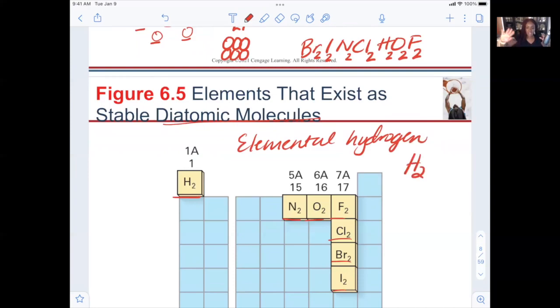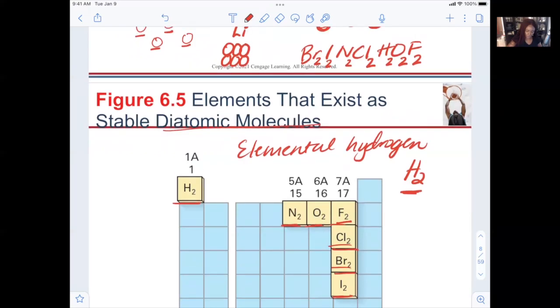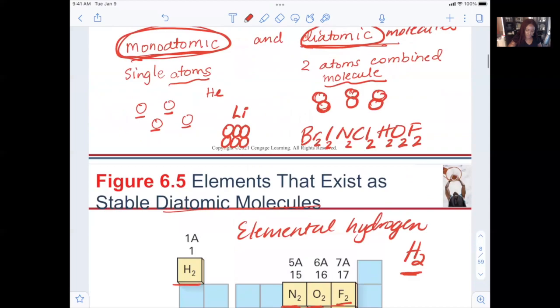In its basic form, hydrogen, nitrogen, oxygen, fluorine, chlorine, bromine, or iodine will all exist as diatomic molecules, okay? Or if you had, like we discussed before, helium, lithium, sodium, group 8 elements, they will all exist as monoatomic atoms, okay?